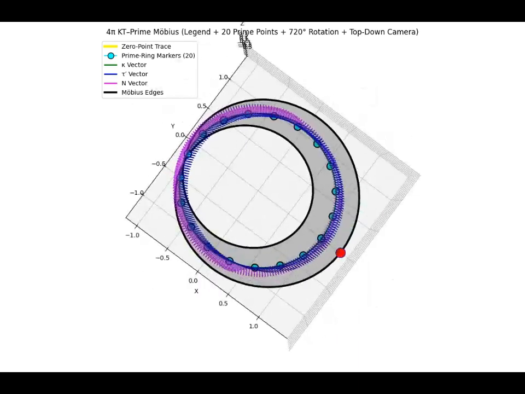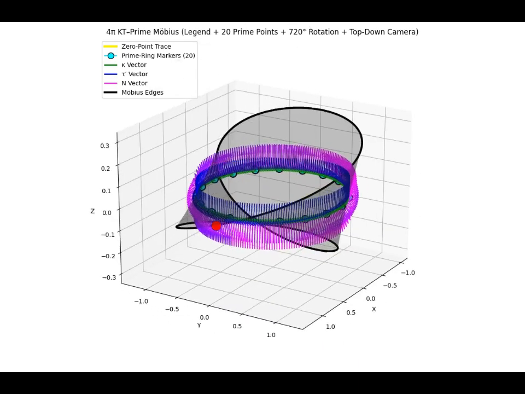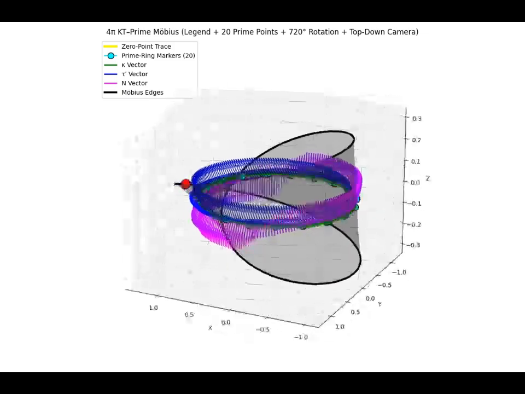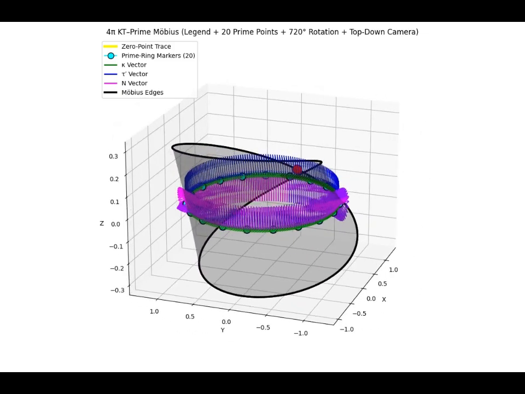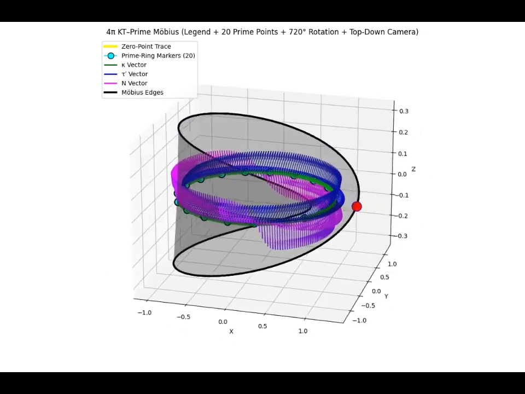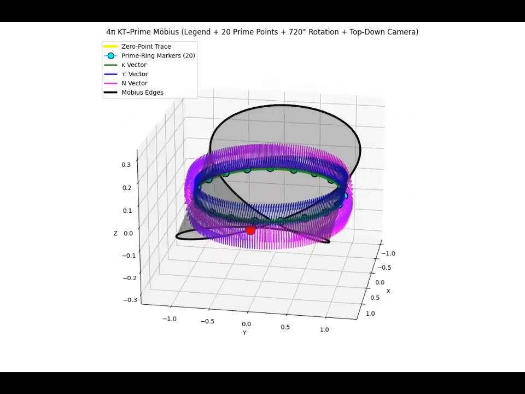Oh, that's clever. The transparency is compensating for the fact that the surface doesn't have a conventional inside and outside. Exactly. And the grayscale keeps the surface visually neutral so that the color-graded vector fields can carry the informational weight without competing with the surface color. So let's talk about those vector fields.